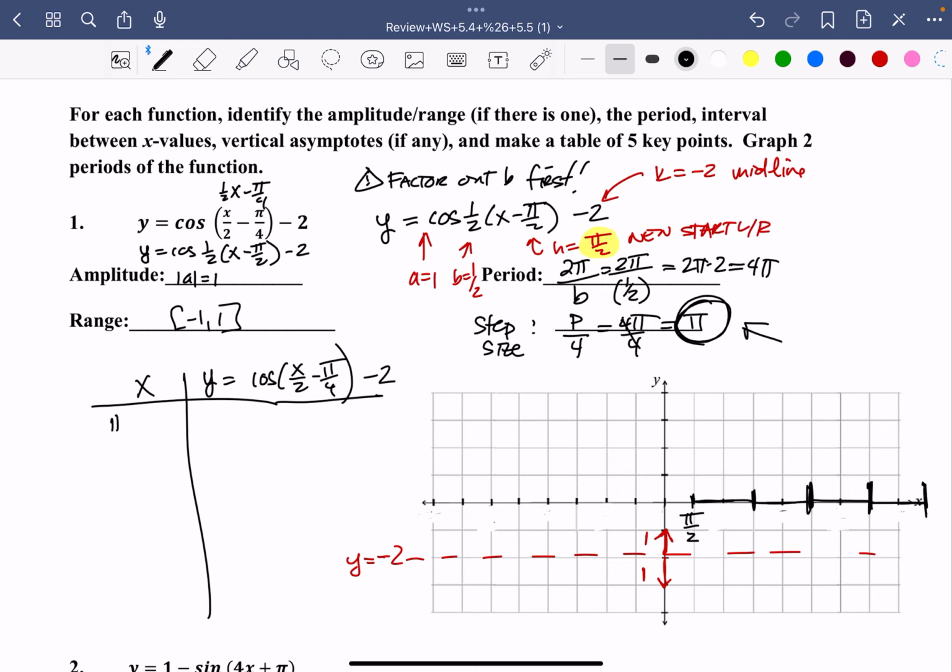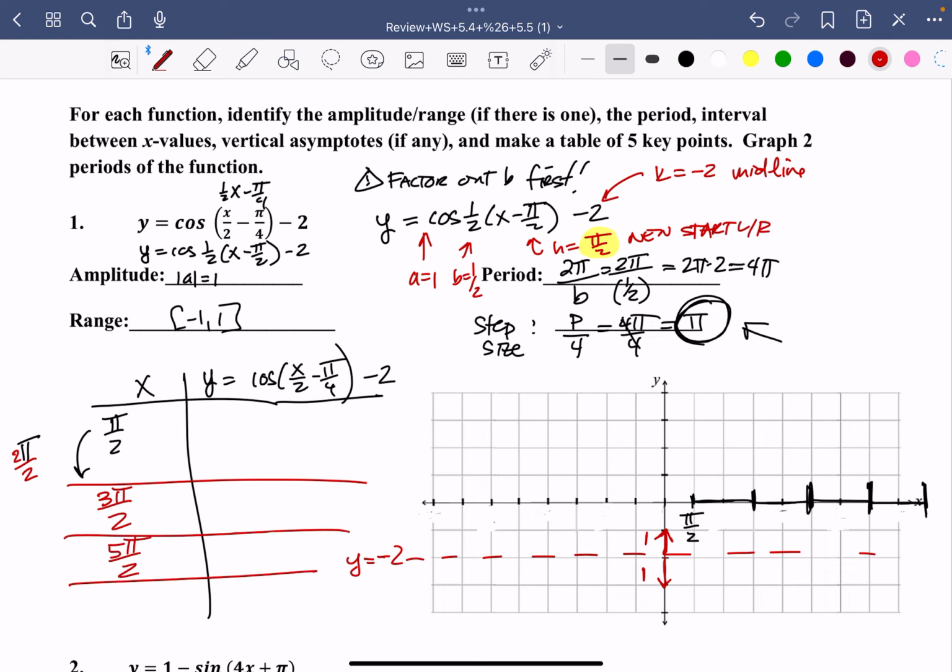So our starting point is pi over 2, and each time we're going to add pi, but since this has an over 2, that means I want to add 2 pi over 2 each time. So if I add 2 pi over 2, I'm going to get to 3 pi over 2. Add another pi over 2, I'm going to get to 5 pi over 2. Add another one, I'm going to get to 7 pi over 2. And then lastly, I'm going to get to 9 pi over 2.